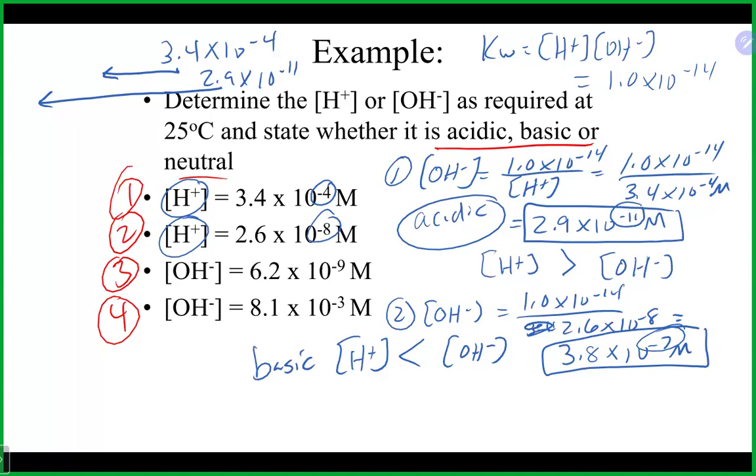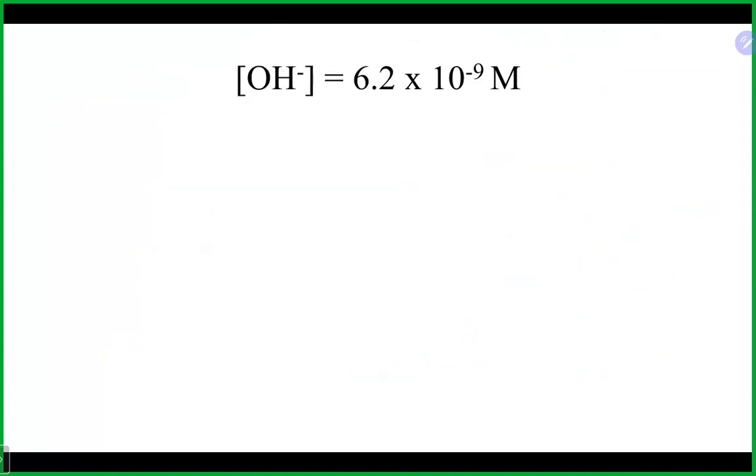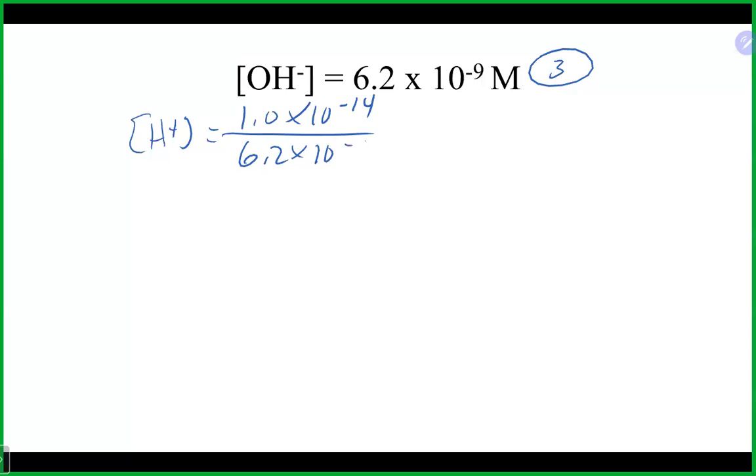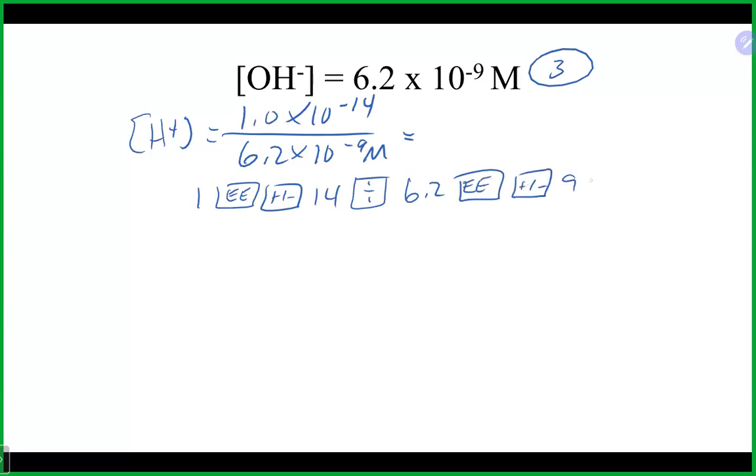All right, continuing on for 3 and 4. I guess this one is number 3. In this case, we have the hydroxide concentration. It doesn't really matter; it's the same calculation. We're going to solve for the H plus concentration, which will be that constant number of 1 times 10 to the minus 14 divided by the number they gave you. Again, making sure we use exponents. Just a reminder: 1 exponent button, negative button, 14, divide 6.2, exponent button, negative button, and a 9. That should be the proper way to punch that in.